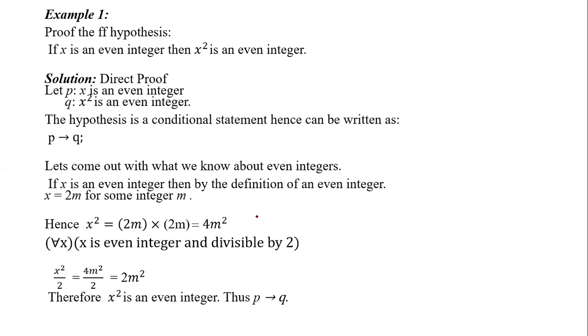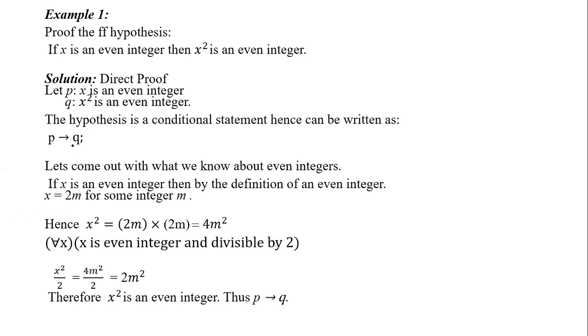Example: prove the following hypothesis. If x is an even integer, then x squared is an even integer. So we are going by direct proof. So we can get our propositions.